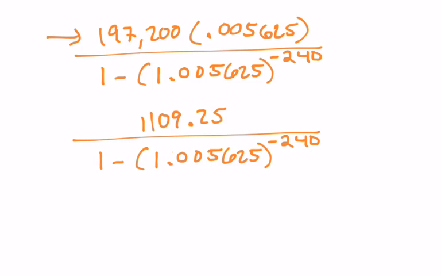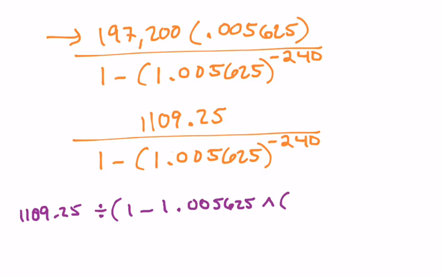Okay, so there we go, and entering that on a calculator. All right, I'll write that out. 1109.25 divided by parentheses, 1 minus, you don't need the second parentheses, but you can put it if you like, exponent, you do need a parentheses around negative 240. Right, and then a final parentheses around the denominator. Okay, you could also put one here if you like. And then the monthly payment, rounded to the nearest cent, $1,499.44.